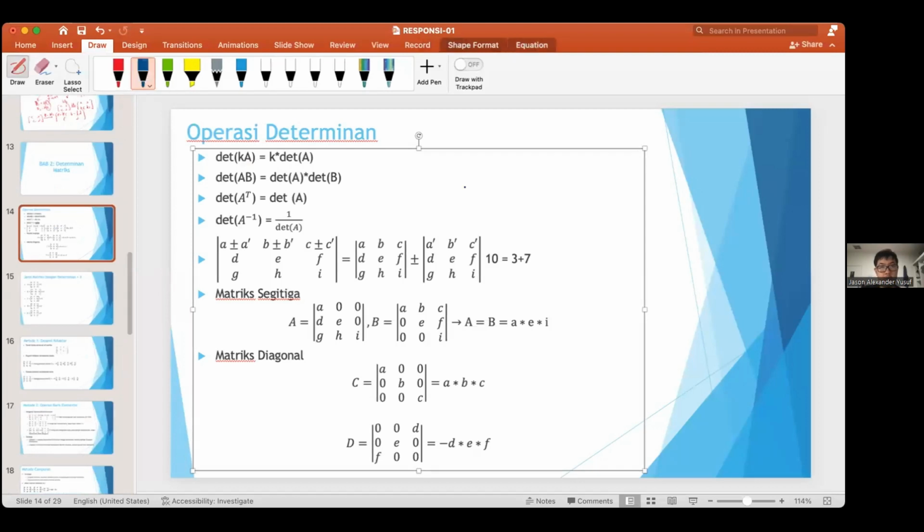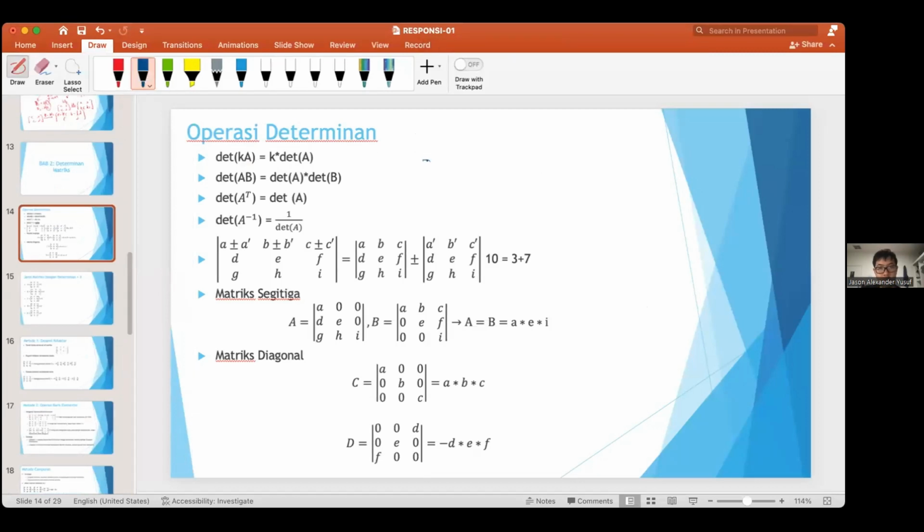Let's say I have this: A, B, C, D, E, F, G, H, I. If I were to transpose this, the row will become the column. So this is A, D, G as a row, so now this becomes a column. Same goes for the next one. Okay.